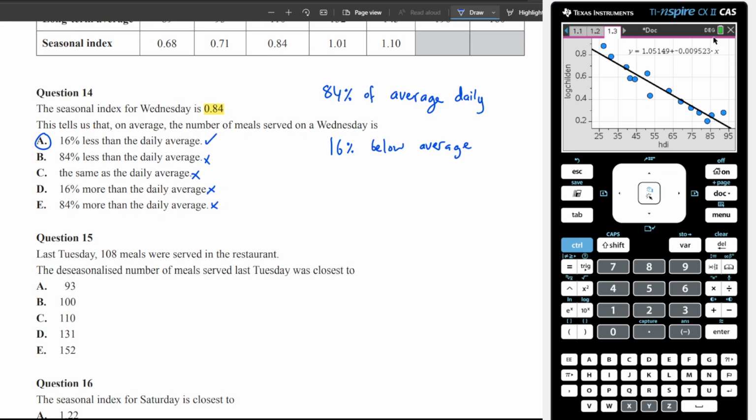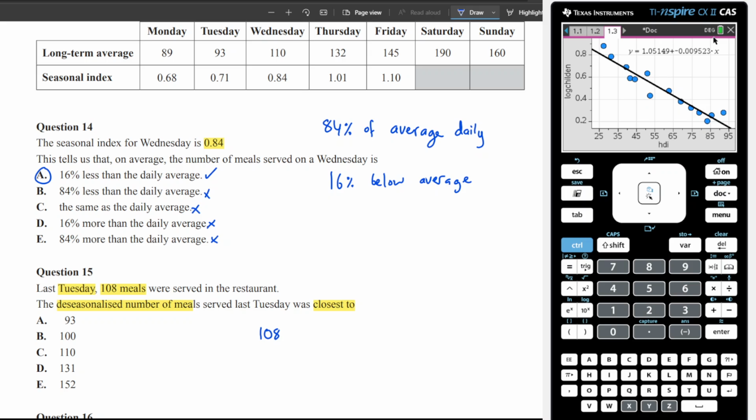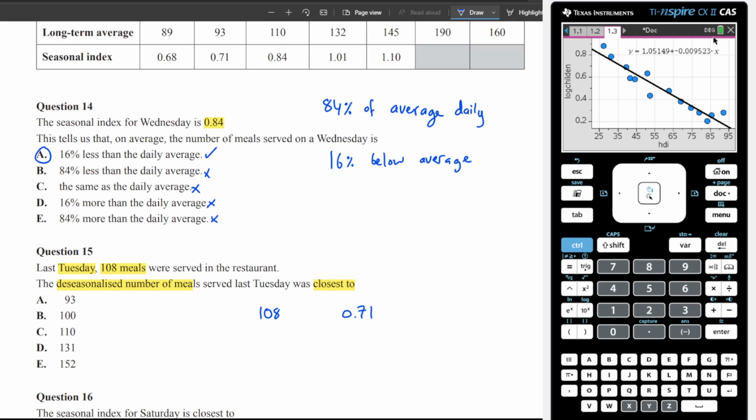Last Tuesday, 108 meals were served in the restaurant on Tuesday. The deseasonalized number of meals served last Tuesday was closest to. Okay, so there were 108 meals served in the restaurant on Tuesday last week. If we look at the long-term average, it's 93, but if we look at the seasonal index it is 0.71. Now how do we deseasonalize a particular data point? Well, we take it and we divide it by the seasonal index.